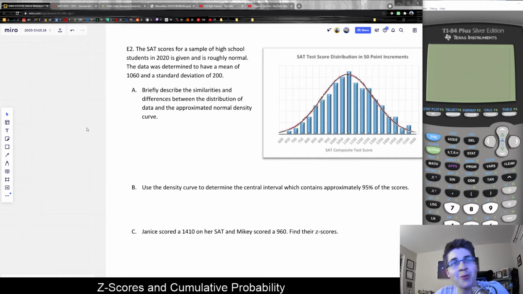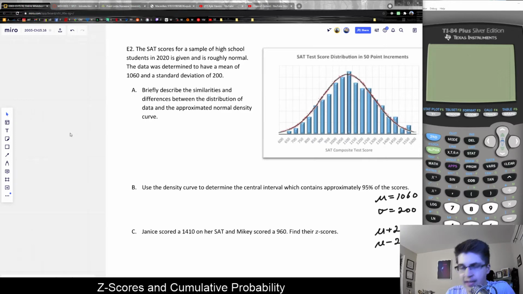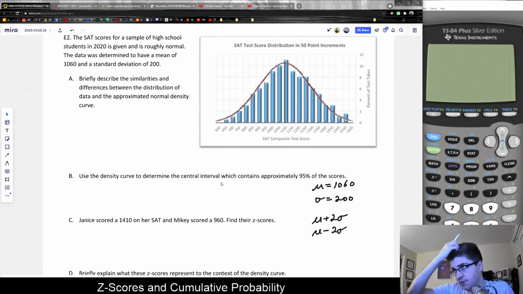68% of scores fall within one standard deviation of the mean, and 95% of scores fall within 2 standard deviations of the mean. So in this case, our mean is 1060. Our standard deviation is 200 of our population. And we would want to do mu plus 2 sigma and mu minus 2 sigma to find the interval which contains 95% of the scores.